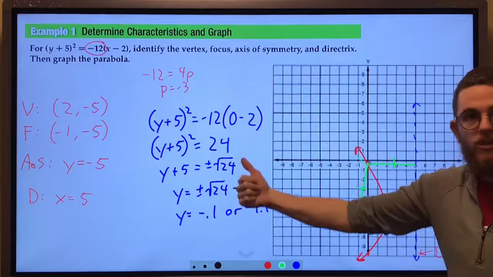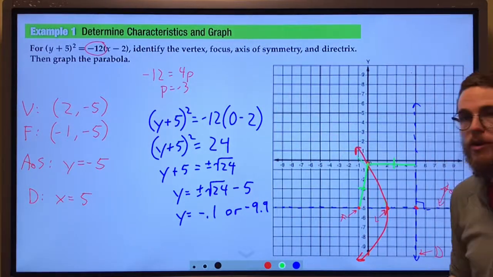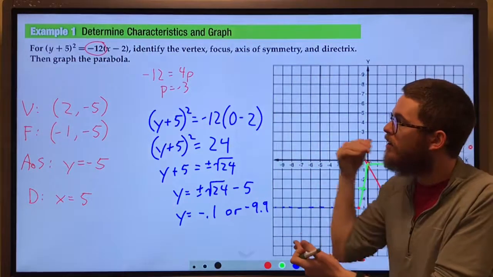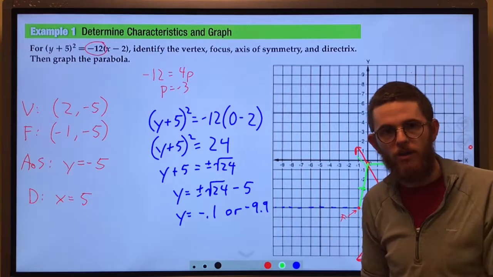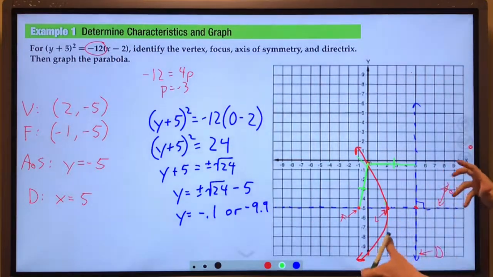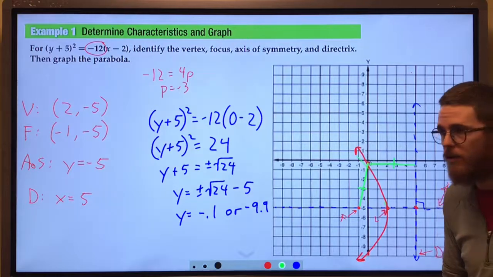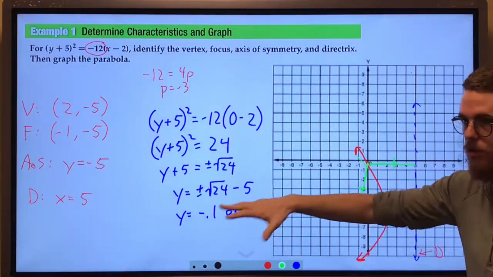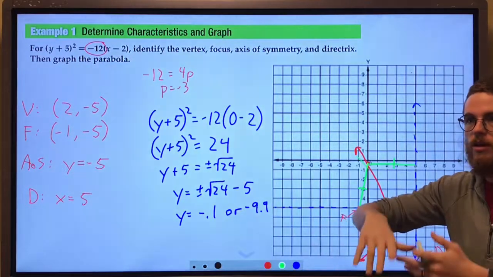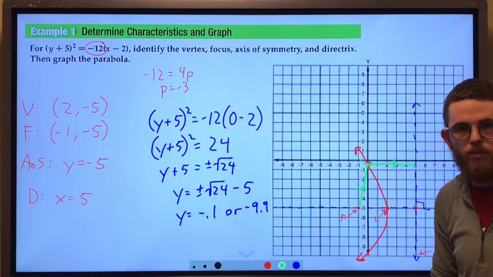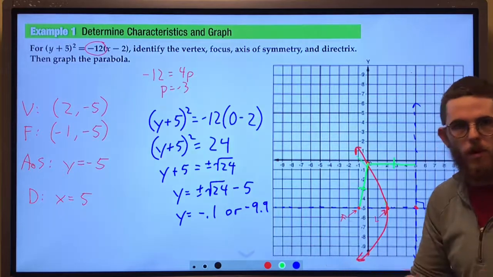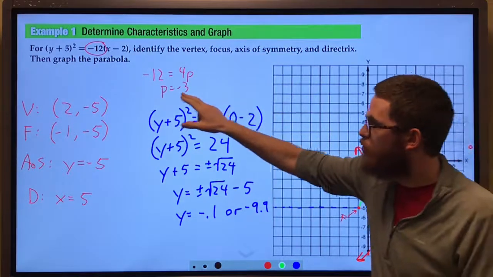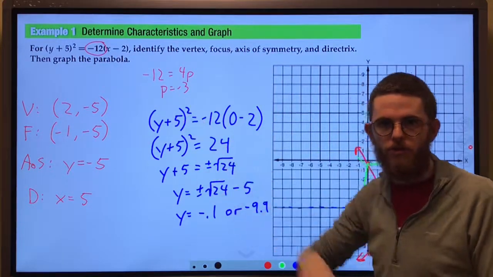So first find your vertex. Notice what your p-value is. Your p-value is crucial to finding the focus and the directrix. As you graph it, everything should make sense as it comes together. Also, you can look back in our notes to that screen where we look at the general form, the transformational form, and apply the algebra, looking at the numbers to find those missing pieces.